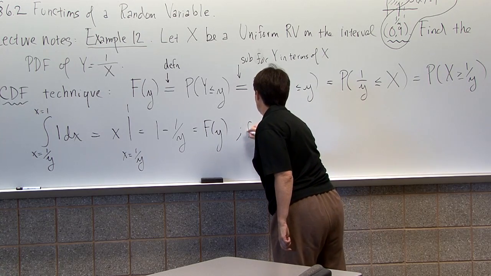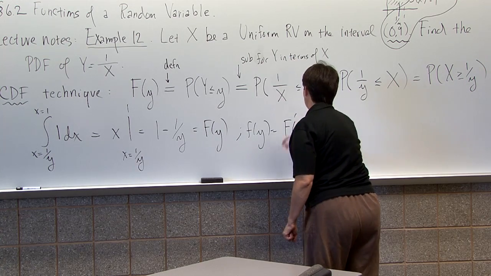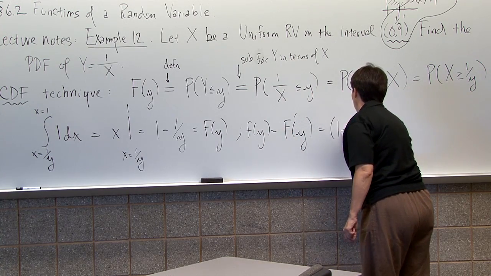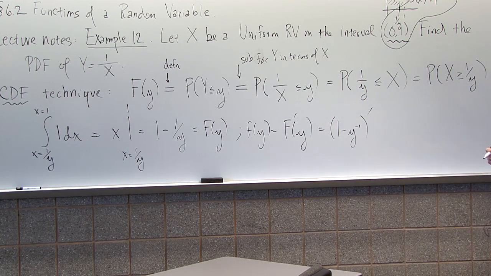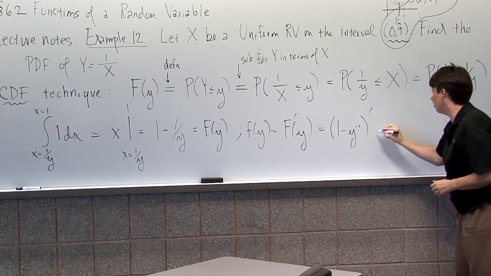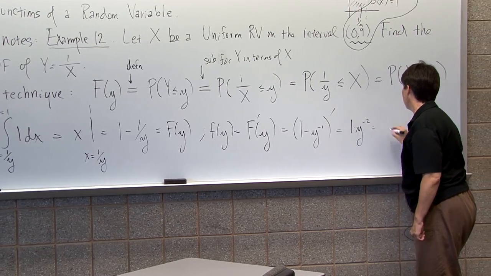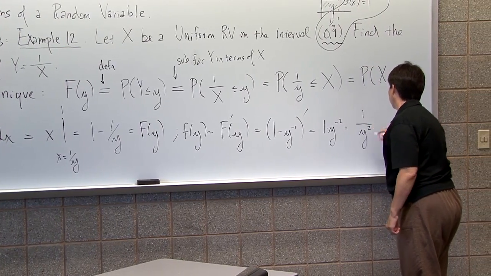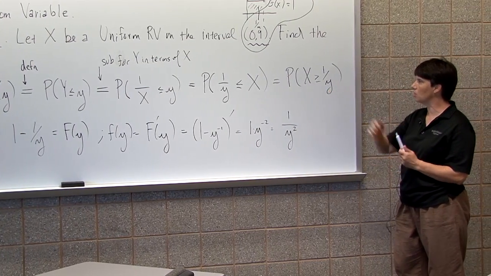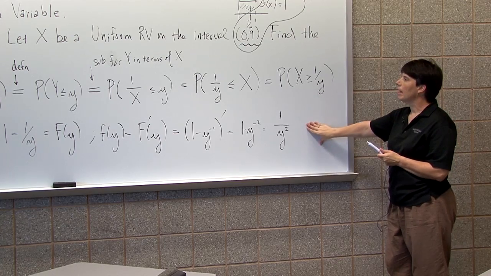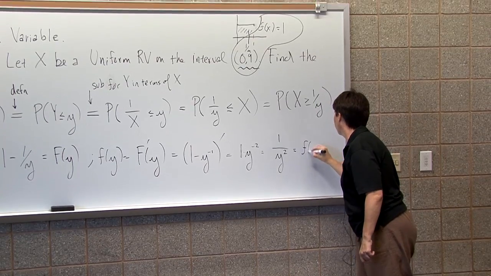Little f is just the derivative of capital F, which is the derivative of 1 minus y to the negative 1. Derivative of 1 is 0, derivative of this, bring that down, so this will be 1 times y to the negative 2, which is 1 over y squared. Interesting. I started with something that was uniformly distributed. I'm looking at the distribution of the reciprocal, and this is what the distribution of the reciprocal is. This is f of y.